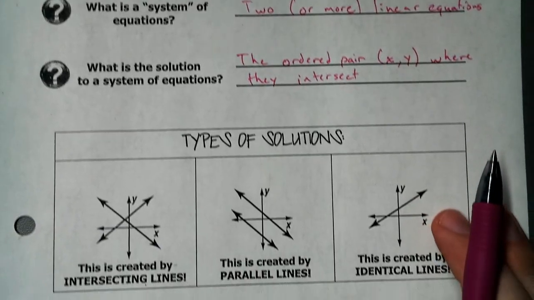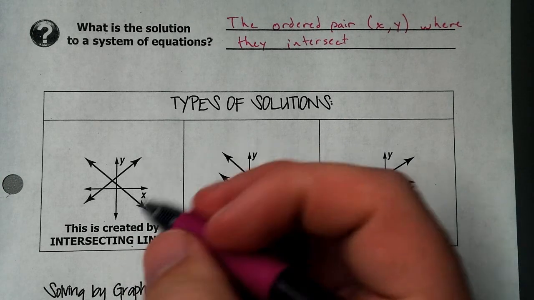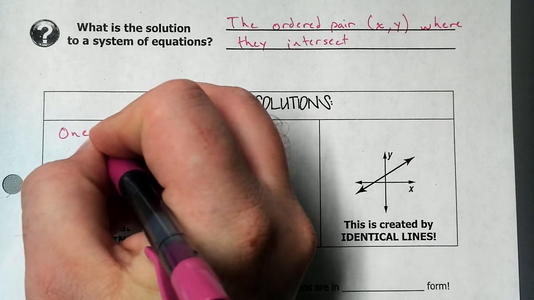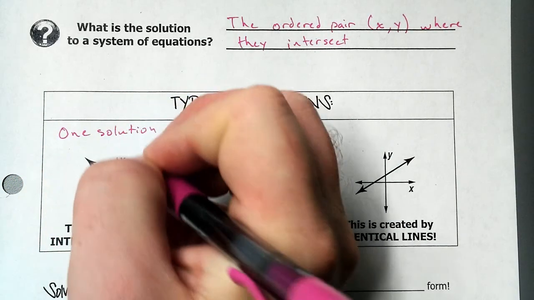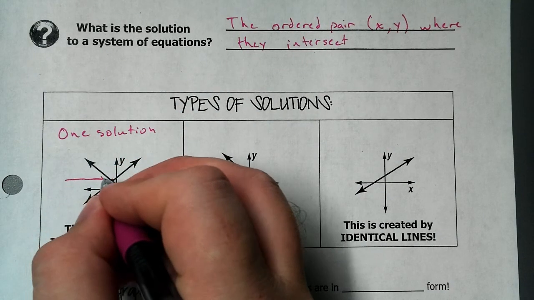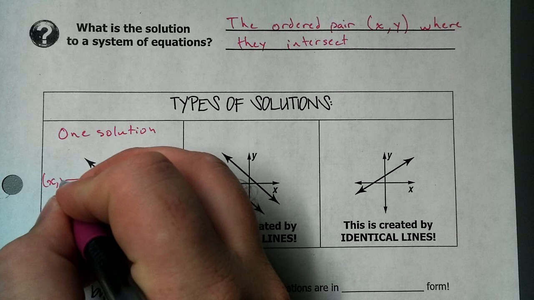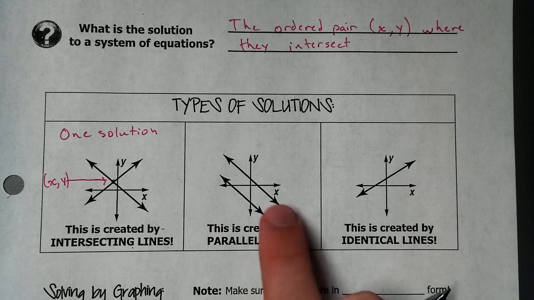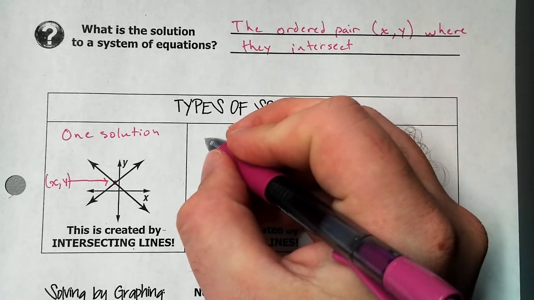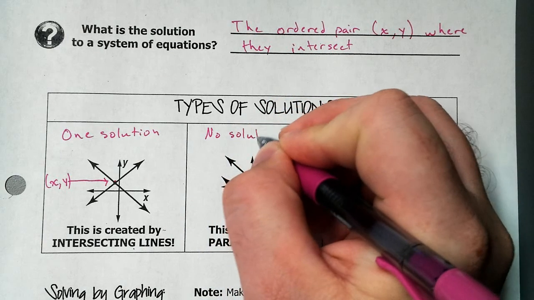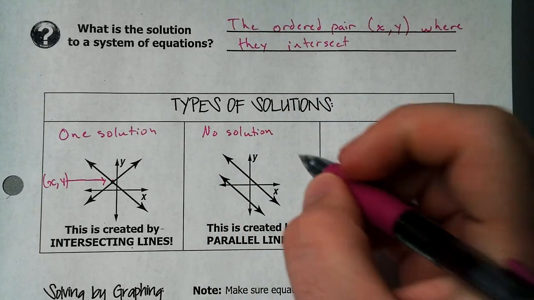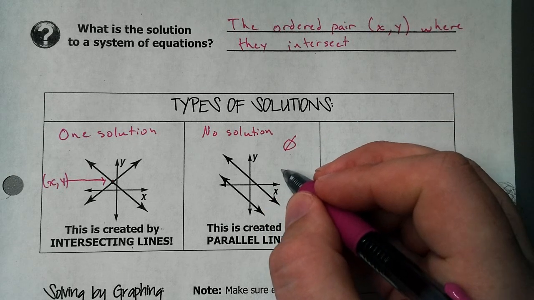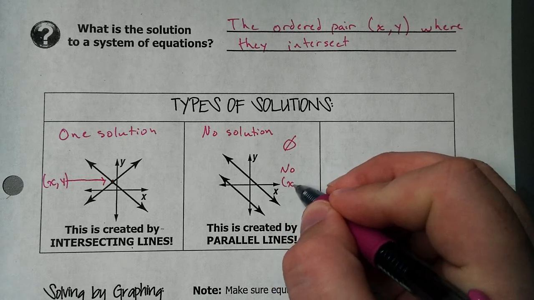Now, here's the different types of solutions you'll get. If they intersect right here at one point, you will just get one solution, and it's going to be whatever that value is right there, that x comma y. Now, if you have parallel lines, meaning they never cross, you're going to get no solution. The symbol for no solution is a 0 with a line through it, and there's not going to be an x and y because they never cross.